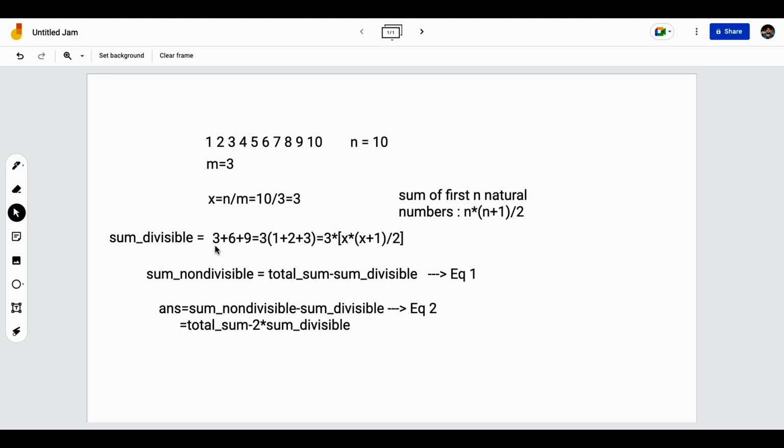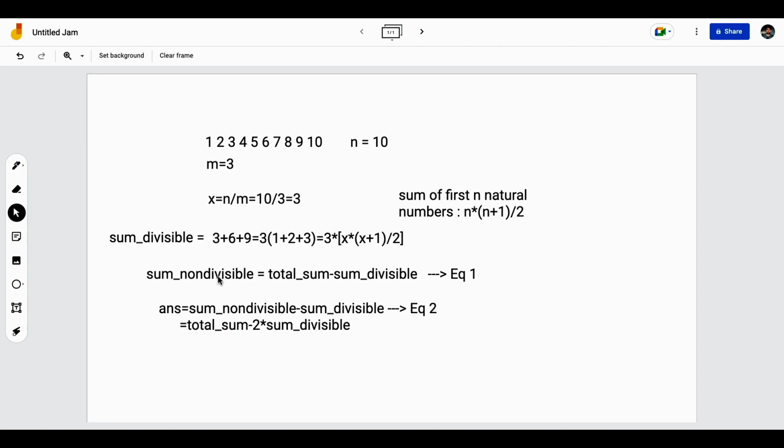Divisible sum is 3 plus 6 plus 9, where we can take 3 common in order to get 1 plus 2 plus 3. When we see this, we get to know that this is the sum of n natural numbers, n into n plus 1 by 2. We can substitute n as x. We get 3 into x into x plus 1 by 2.